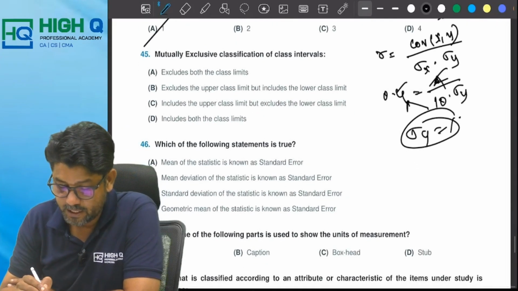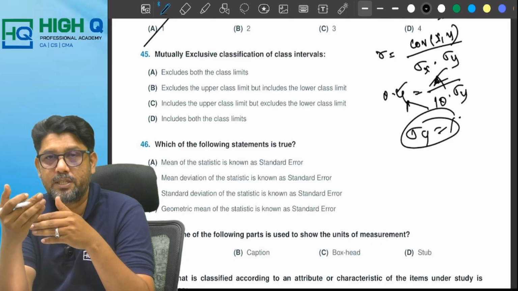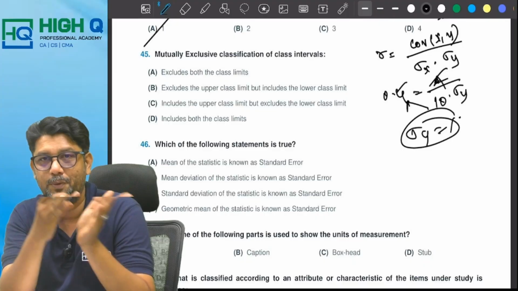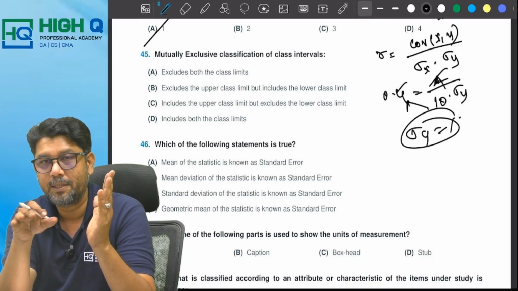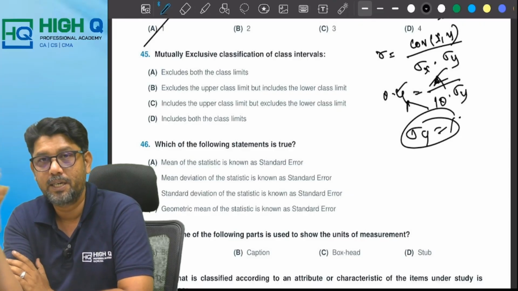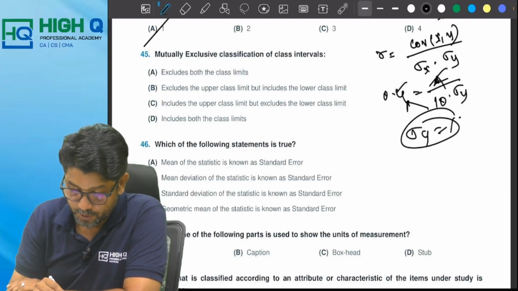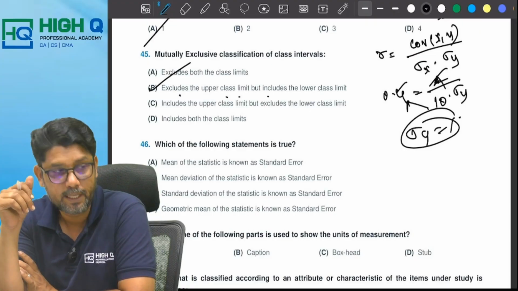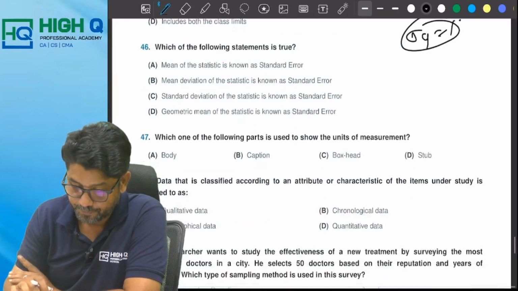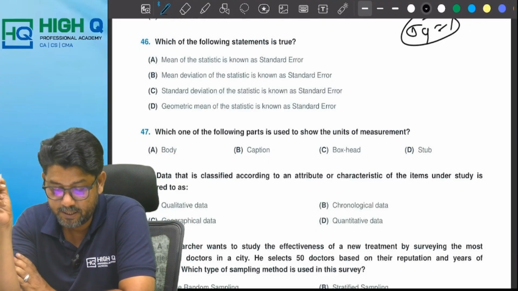Okay, 45. Mutually exclusive classification of class intervals. I hope you know it. That is continuous distribution: 0 to 10, 10 to 20, 20 to 30, 30 to 40. We always include the lower class limit and exclude the upper class limit. That is what we call an exclusive series. Here, my dear, it excludes the upper class limit but includes the lower class limit. Option B, direct answer. Next. Which of the following statements is true?